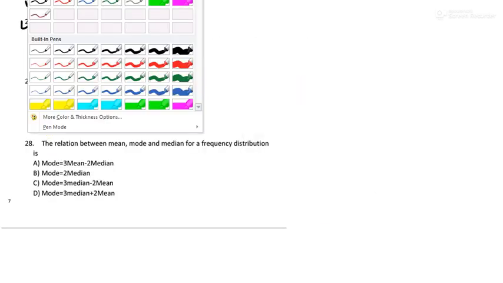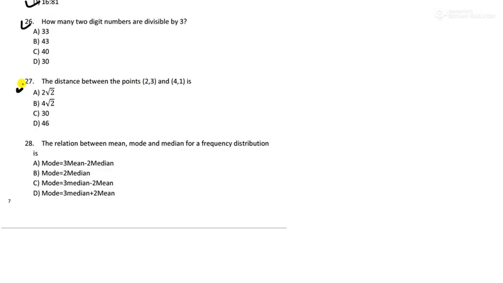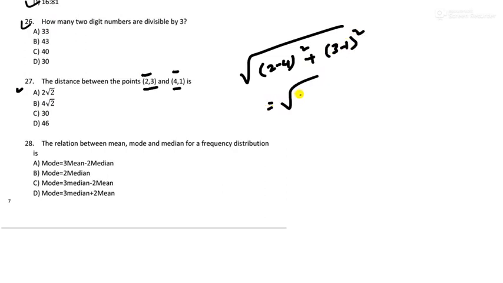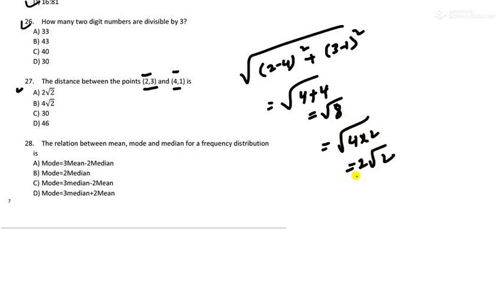Okay. Now moving to the next question. Here the question is the distance between these 2 points. So direct formula, x1 minus x2, so 2 minus 4 whole square plus 3 minus 1 whole square. So this is minus 2 square, that is 4, plus 2 square, that is 4. So answer is root 8, but you don't have that in the options, so you have to simplify this. So 4 into 2, this is 2 root 2. Answer is what? 2 root 2, that is option number which one? A.